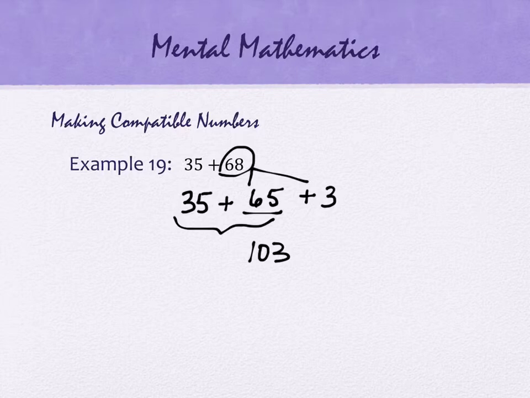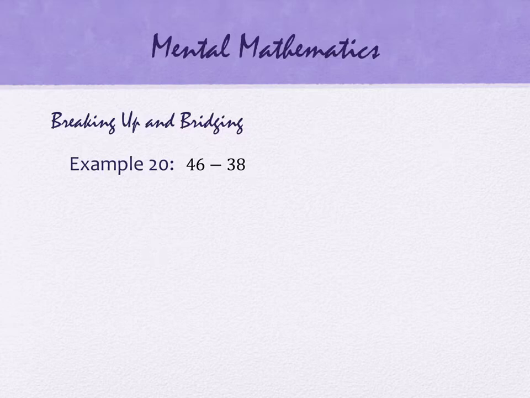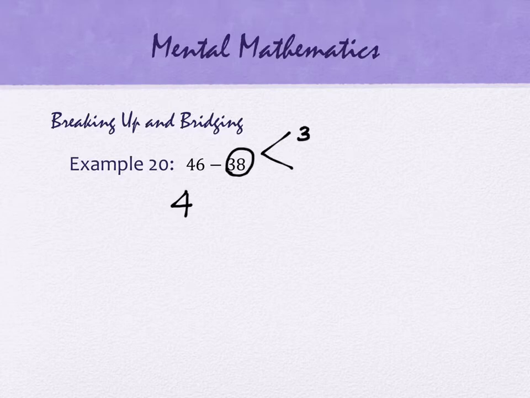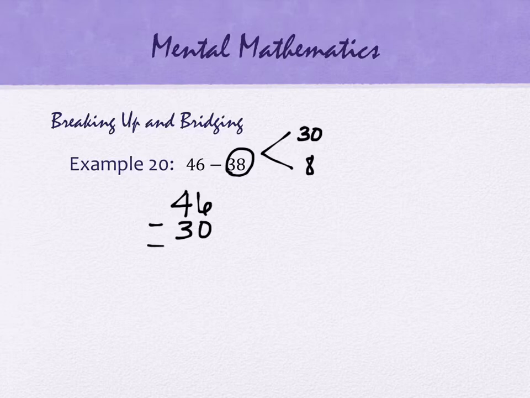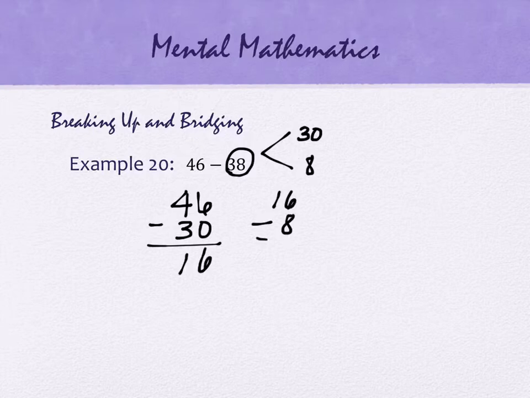Okay, next ones are subtraction ones. There's 3 of these. And the first one is breaking up and bridging, which we saw just a minute ago. Breaking up and bridging is the idea of taking the second number and breaking it apart into its components, like 30 and 8, okay? So what we do is subtract off the tens value, in this case the 30. When I do 46 minus 30, what do I get? 16. And then I take that 16 and I subtract off the other value that I didn't already subtract. 16 minus 8 is 8.